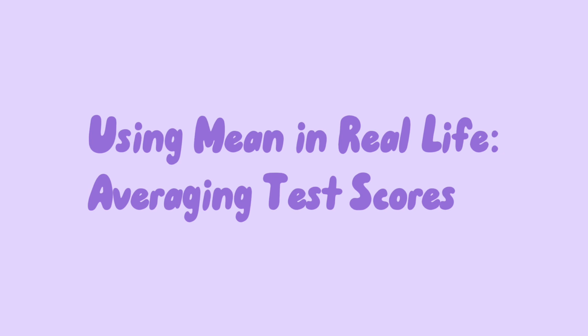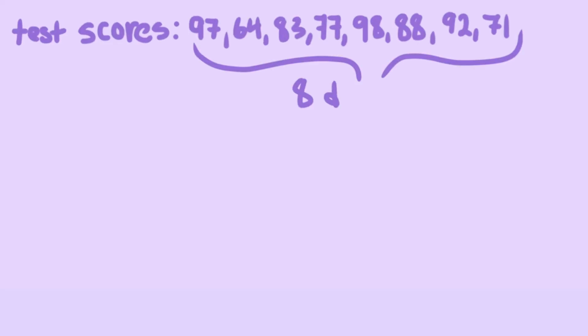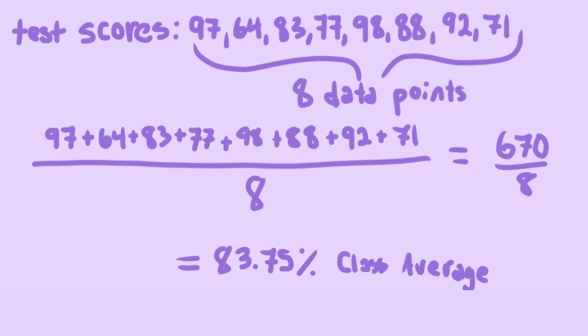One way mean can be used in real life is through taking the average of test scores. So let's say we have a student with a final coming up and she just wants to figure out her average score at the moment to see where she stands. Her first step is to write out all of her test scores and count how many data points she has, in this case 8. The next step is to add up all of these test scores and then divide them by 8 to get her overall class average or final grade in the class.